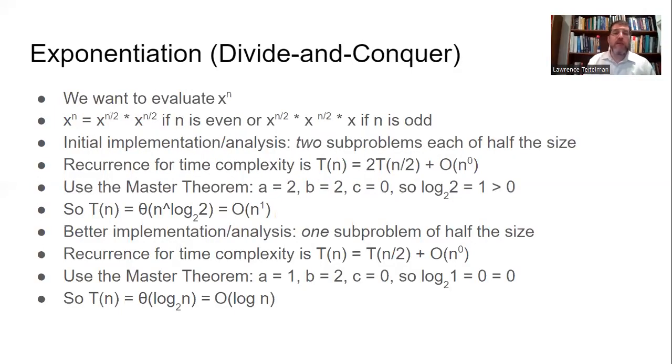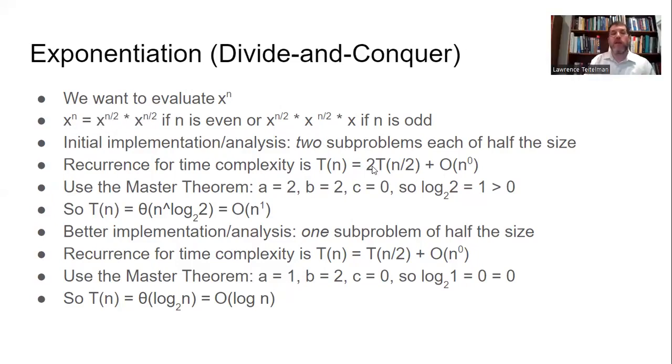But we're going to do a different approach. We're going to do a divide and conquer approach. And we say, listen, x to the n is equal to x to the n divided by 2 times x to the n divided by 2. Okay, so let's analyze that. So how many subproblems do we have? 2, right? 1 subproblem and 1 subproblem.